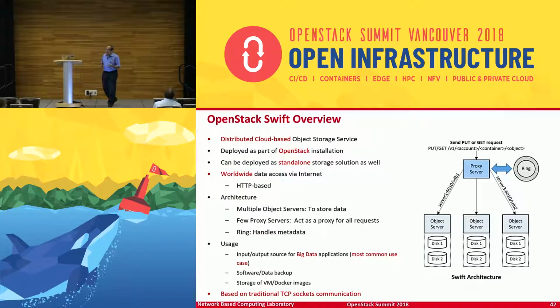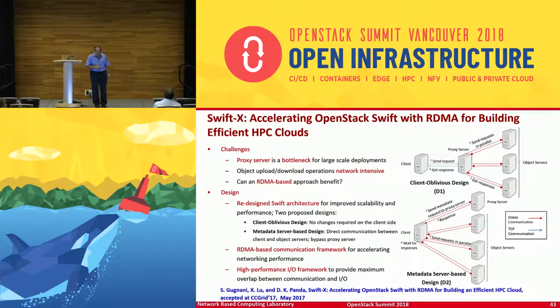So, the idea here is how we can bring high-performance networking like RDMA, InfiniBand, and RoCE to this. This design was presented at the CCGrid conference last year. Most of the time, the proxy server becomes the bottleneck. So we asked how we can modify that to get a very good design, and we introduced two designs.